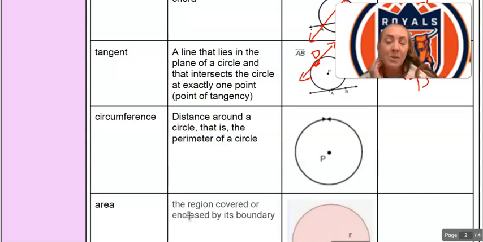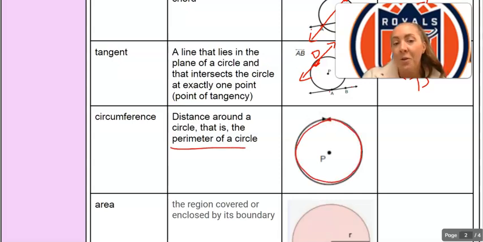Circumference. Now we're not going to name circumference and we're not going to find circumference. That's going to be in future weeks. So right now I just want you to know what it is. So circumference is the distance around a circle. It's also called the perimeter of a circle. So eventually we'll find how much that is. But for this week, I just want you to identify that that's what it is.